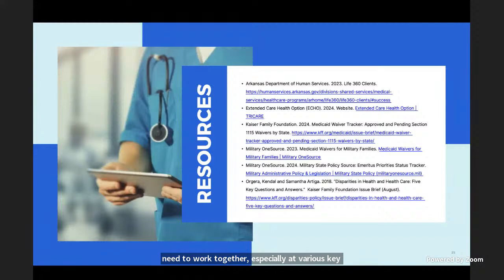I know it's all small print here, but Rachel has been kind enough to put all these resources and the PowerPoint in our resource thing. I highly encourage you to take a look at these resources. They're just a wealth of information.